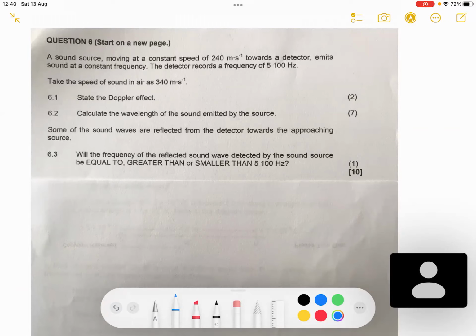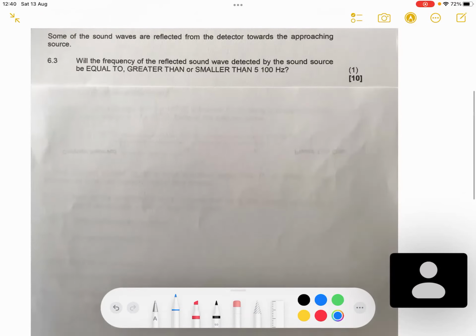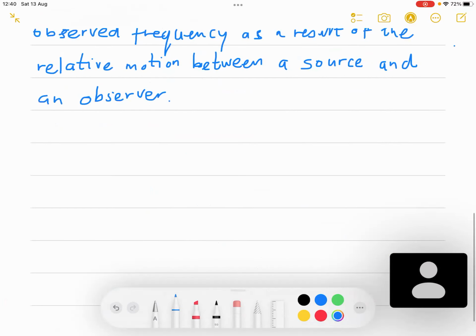Okay, so for us to calculate the wavelength of the sound emitted by the source, we need to know what the frequency of the source is. Because if we have the frequency, then we can calculate the wavelength. So that's the first thing we need to do. We're going to start off by using the Doppler equation to find the frequency of the source. Okay, so let's do that.